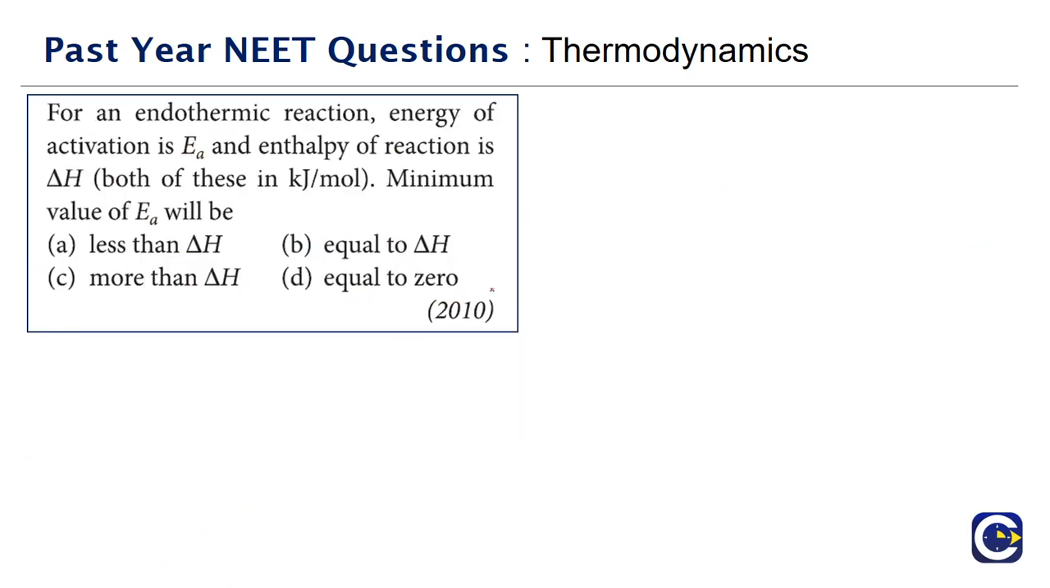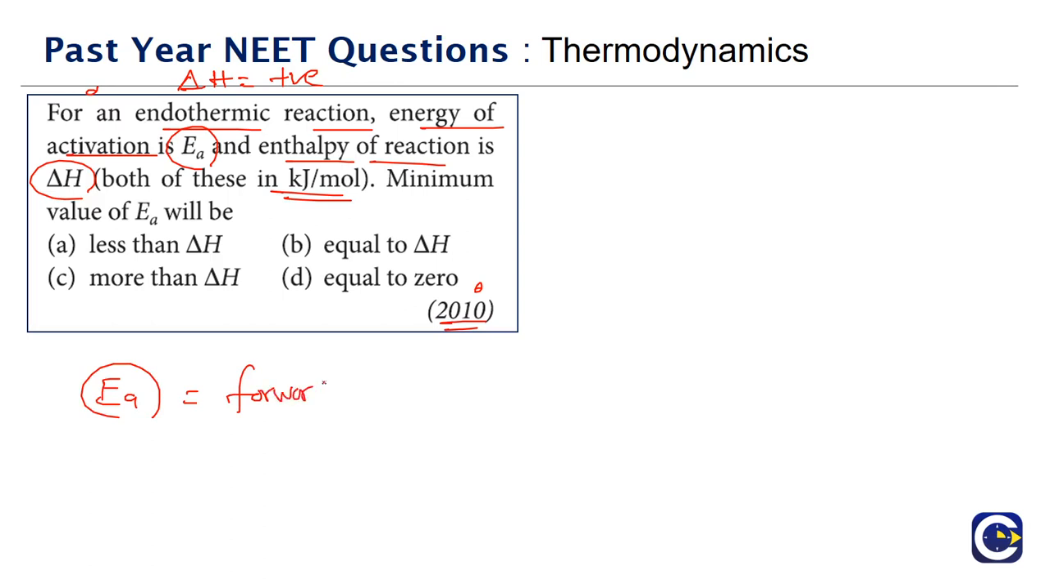Next we have a question that has come in the year 2010. For an endothermic reaction, endothermic reaction means what? Delta H will be positive. Energy of activation EA and enthalpy of the reaction delta H, both of them are in kilojoule per mole. So EA is what? Energy of activation. When we say EA is energy of activation, we are referring to the energy of activation for the forward reaction.